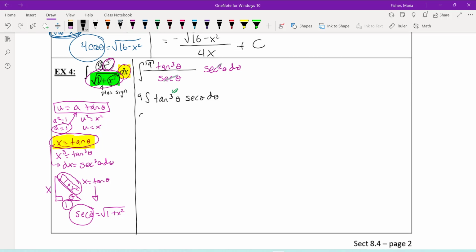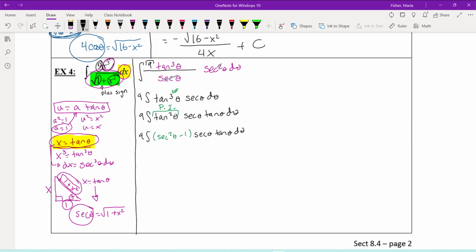So we have to rewrite this as 9 times the integral of tangent squared theta, secant of theta, tangent of theta d theta. And then remember this tangent squared theta, we use that Pythagorean identity to rewrite it. And it becomes secant squared theta minus 1. And then still times secant of theta, tangent of theta d theta.